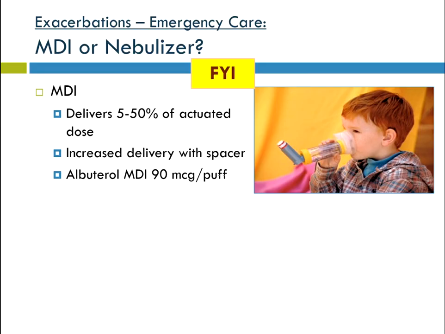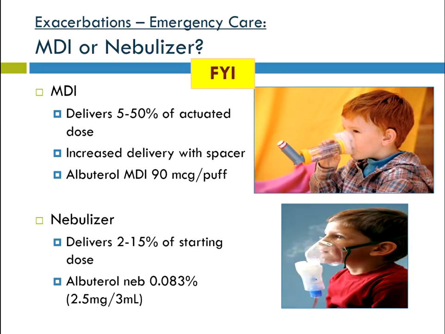I just want to disclaim and defend my people: spacers are not just for children, adults need to use them too. A lot of people say, oh, you're an adult, you don't need a spacer. It increases the delivery of the drug, it absolutely does. So an albuterol MDI is 90 micrograms per puff, so we're only really getting a max of 50% without a spacer and a little bit more with a spacer.